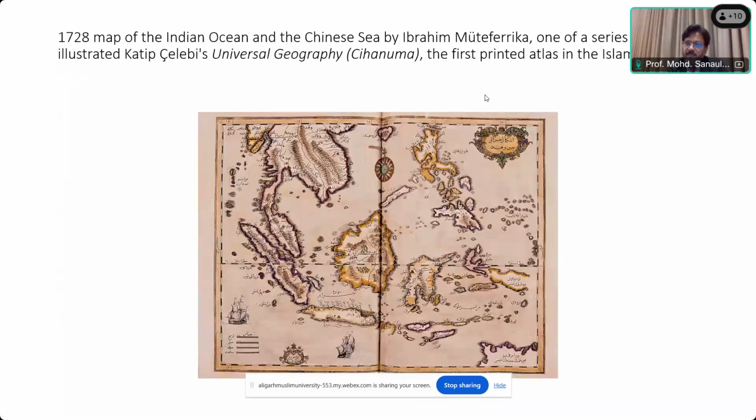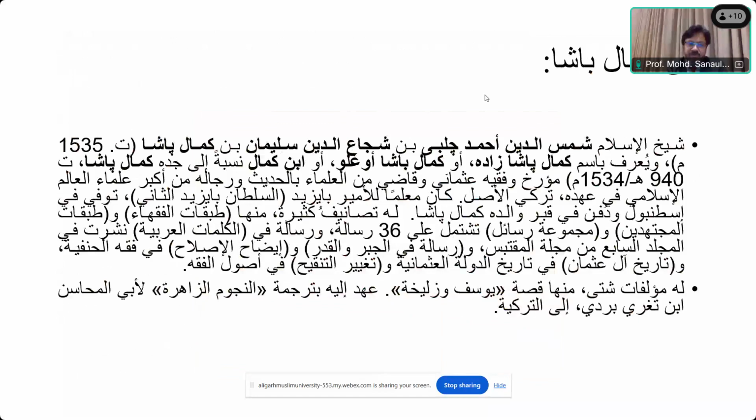Ibn Kamal Pasha is significant, with many of his books like Tabaqat al-Fuqaha, Tabaqat al-Mujtahidin, Majmu'at Rasa'il, Risala fi al-Kalimat al-Arabiyya, Risala fi al-Jabr wal-Qadar, Idah al-Islah, etc. Alongside Yusuf and Zulaykha, and the translation of al-Nujum al-Zahira fi Muluk Misr wal-Qahira into Turkish. These are the different contributions with which Ibn Kamal Pasha is associated.